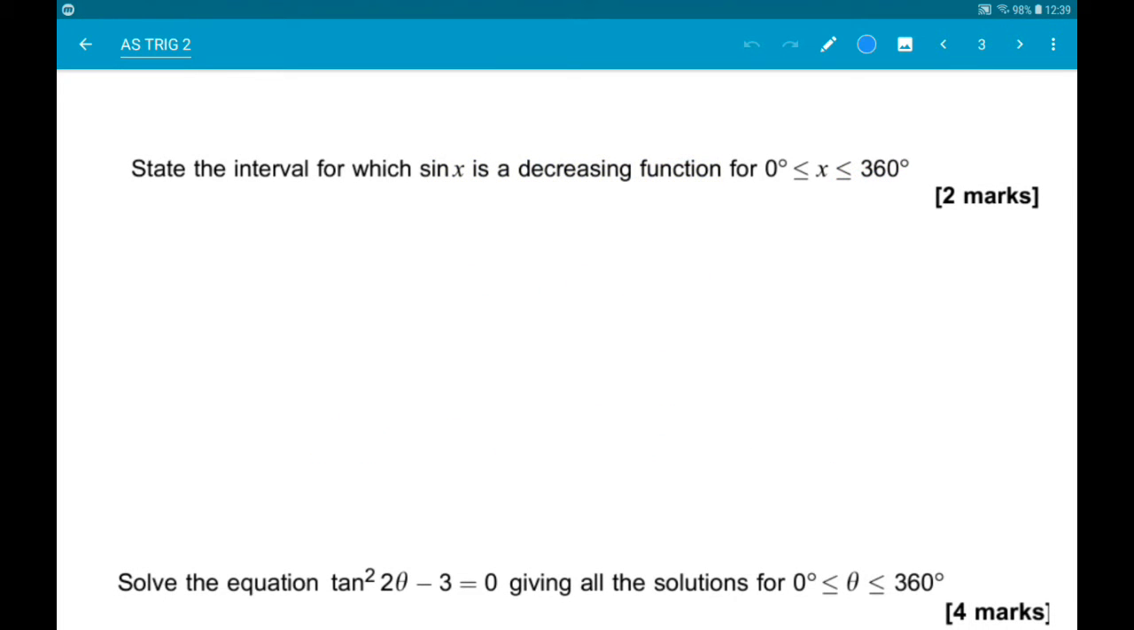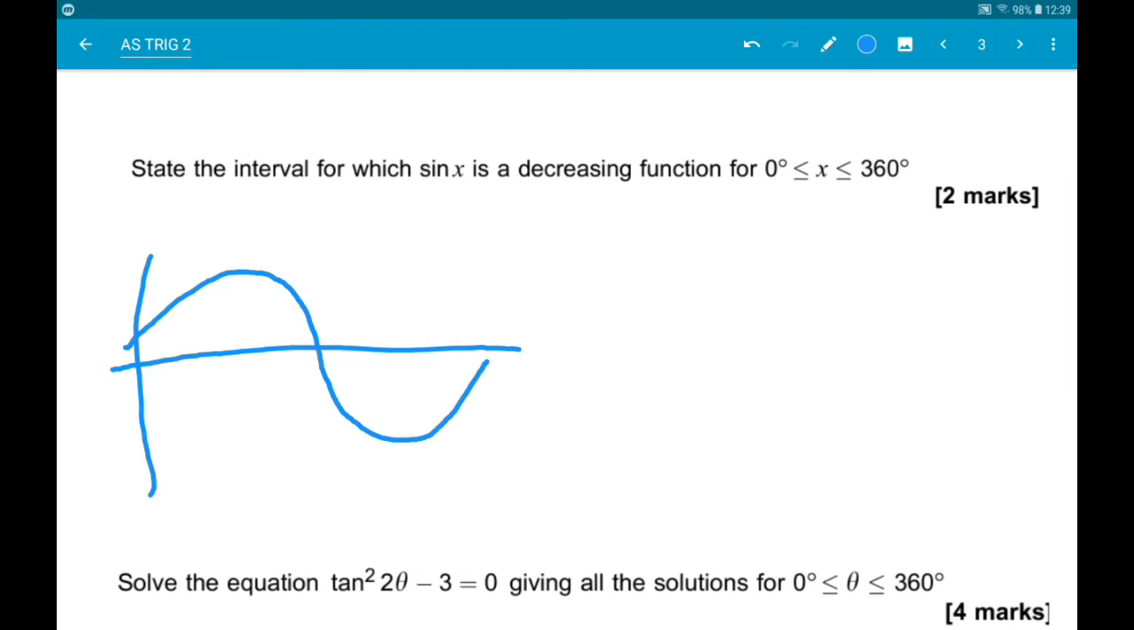Okay then, first up, state the interval for which sine of x is a decreasing function for x between 0 and 360 degrees. Okay, so a function is increasing when its gradient is positive, decreasing when its gradient is negative. So if we sketch him, sine of x looks like that.